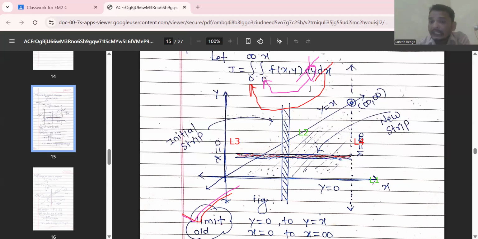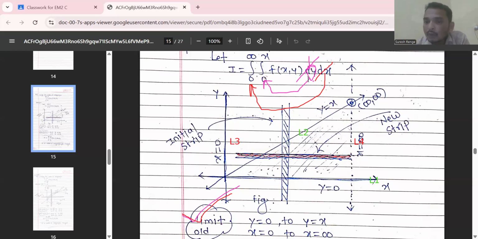If you observe these original equations, which integration are we integrating first? Y. What does that mean? The meaning is that initially the strip is parallel to the y axis. In the given integration, we can solve the limit of y first, which means the strip is parallel to the y axis initially.